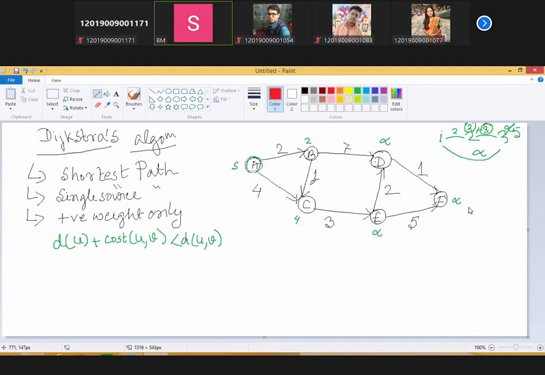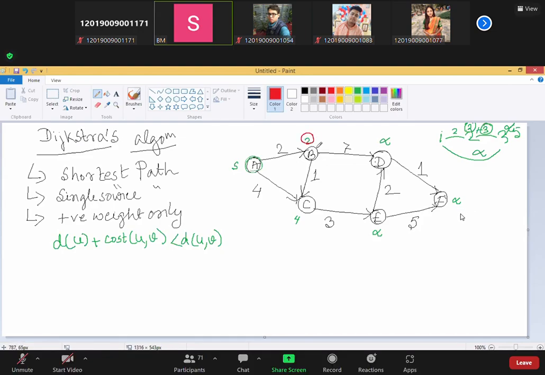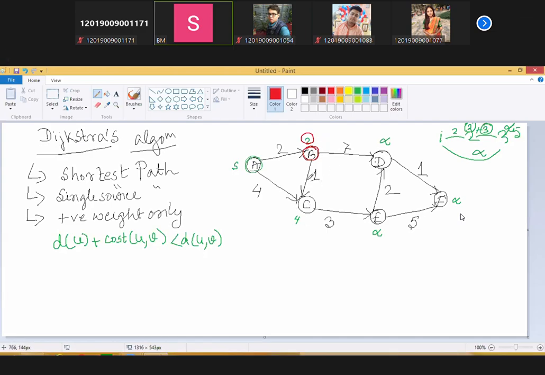If you consider all these, 2, 4, and these are infinity, you may say, ma'am, there are some weights written, but directly you are not supposed to take it. You need to use those weights when calculating this cost. If you consider all the nodes, this weight is minimum, so you can consider B as the nodal point. Now from B, you will continue with the connections which are associated with B.